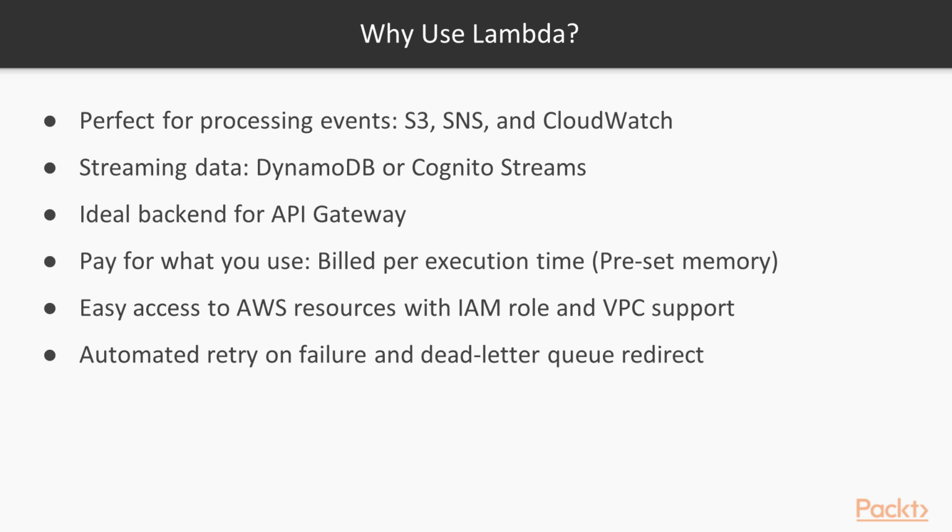You can very easily manage which AWS resources your Lambda can have access to by using the IAM role. This is very similar to EC2 instance role. Lambda also has support for VPC. It lets you execute your Lambda within specified subnets with defined security groups, which means it can access the resources within your VPC even if they're not accessible over the internet.